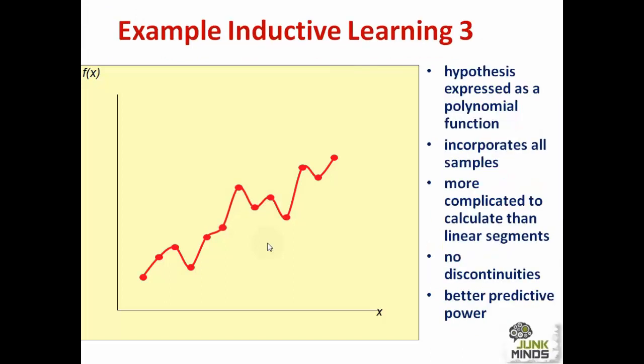Another possibility is where I represent the hypothesis as a polynomial function. One thing is for sure, that there won't be any discontinuities. If there is any discontinuity, then it becomes a different discussion altogether. But if there are no discontinuities, I can say I've got a hypothesis which is more predictive, or more accurate, as compared to what I just saw. But when it comes to calculating this, compared to the previous slide where we had linear segments, this is slightly more difficult to calculate.